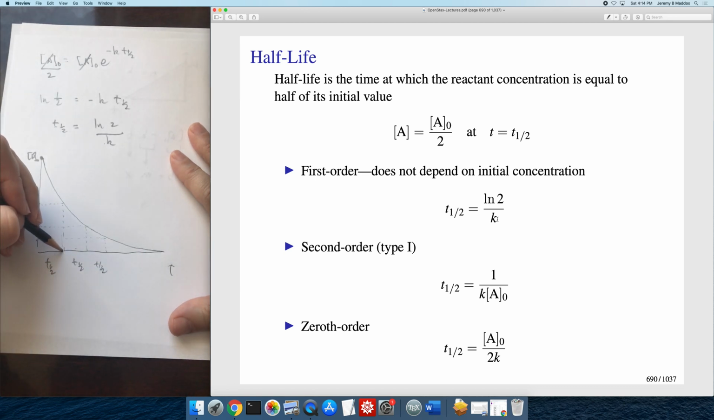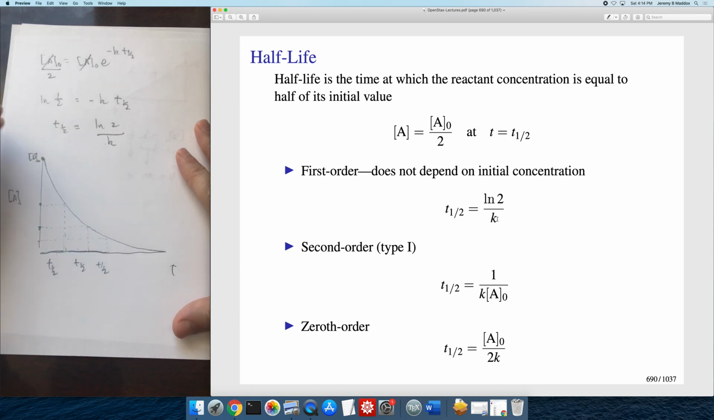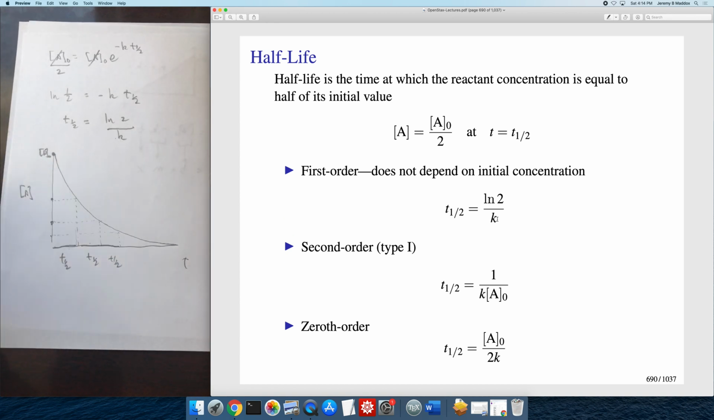So this time interval is supposed to be the same as that one, and the next one, and the next one, and the next one, and so on. The half-life time doesn't depend upon the starting concentration.